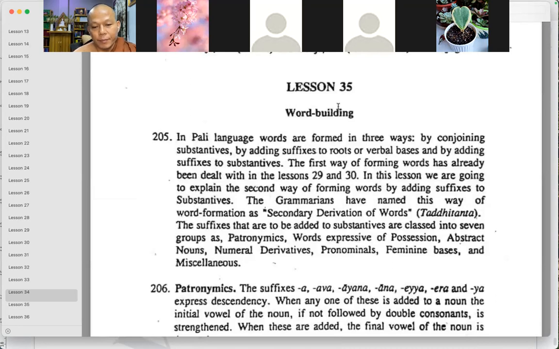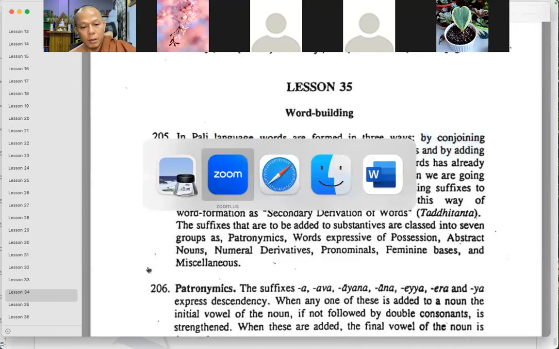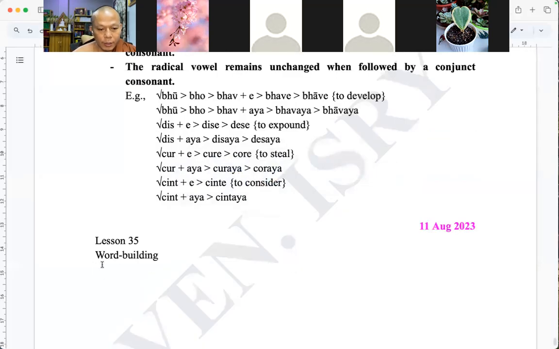So, word building. In Pali, words are formed, or built, in three ways. One is by conjoining substantives. The second is by adding suffixes to the root or vowel base. And the third is by adding suffixes to the substantives. So in Pali, these are the three ways of word building.